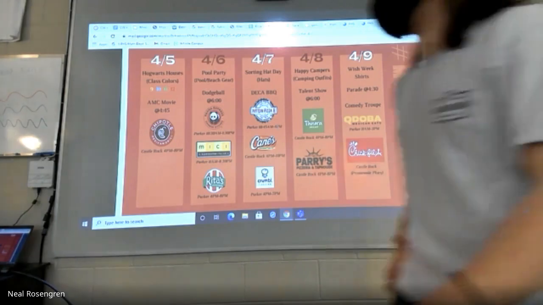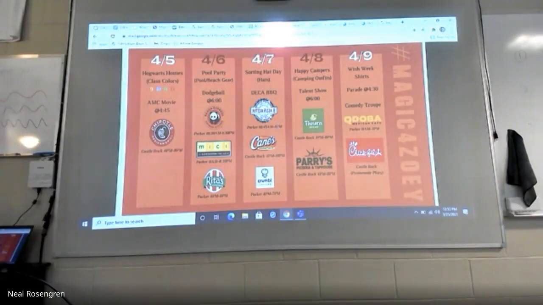Wednesday looks like Hat Day, sorting hat day. Barbecue run by Deca, which is awesome. Smartest and pizza with what looks like lunchtime. Head there for lunch, 10:45 to 4, like right after school. Canes and Crumble, all really good there. 4-8 camping outfit day, so whatever that looks like. And then something that's new for that Thursday is a talent show.